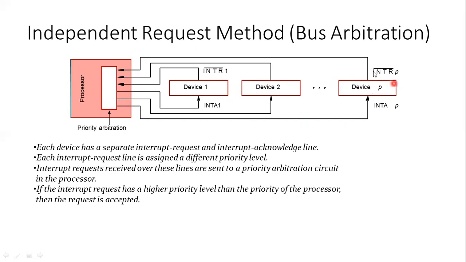If device n has a high priority and device 1 has a low priority, but an acknowledgement, a service has been provided by the processor to device 1, this device will not relinquish the service to n. It will be served first, then it will give the control to device n. So in such cases, this independent request method will be helpful over the daisy chain method. So I have discussed three different bus arbitration schemes or priority schemes, and this is called the independent request method.